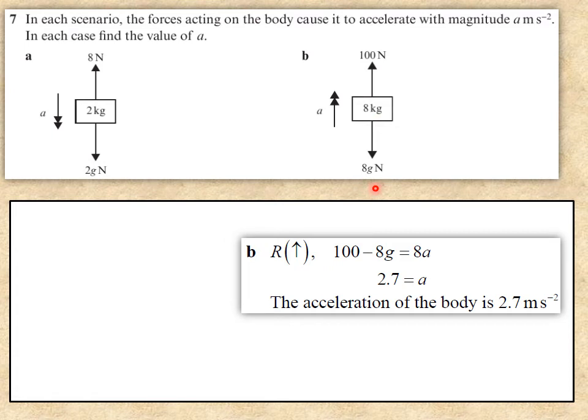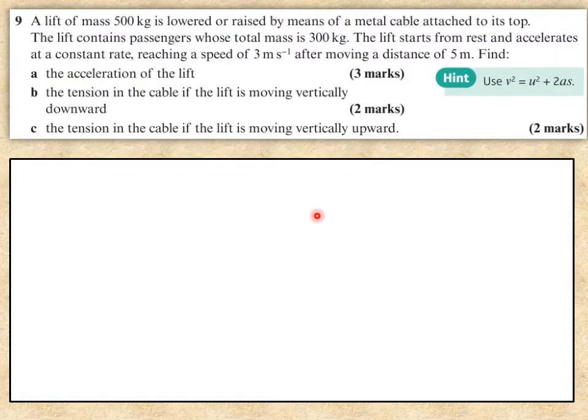Again, some students think g is grams there. It's not grams. It's a formula for weight, mass into gravity. So g is 9.8. So it's 100 minus 8 times 9.8 equals mass into acceleration. Again, simple mathematics will give you the acceleration of this body. Okay, let's move on. Now this example, I think let's take a pause.